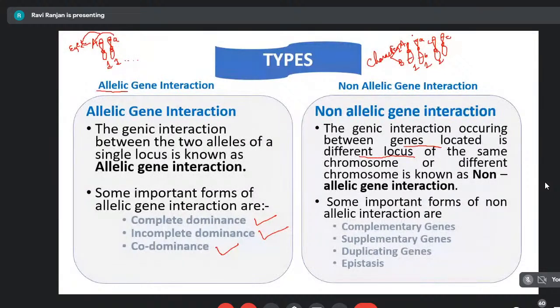Or the interaction between A and C, if it is giving some character, then also it is a non-allelic gene interaction, because it is an interaction between genes located at different loci of different chromosomes, because A is located in chromosome number 1 and C is located in chromosome number 2. I hope you are very clear about these allelic and non-allelic gene interactions.